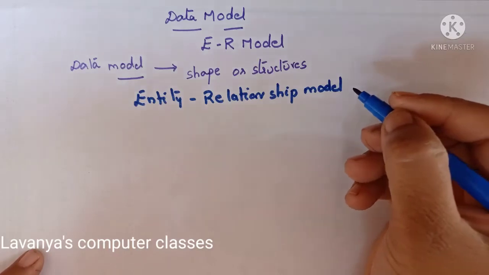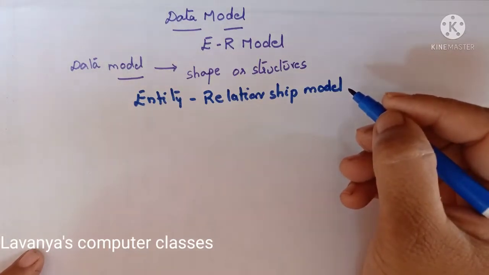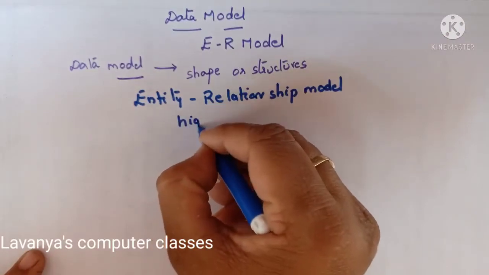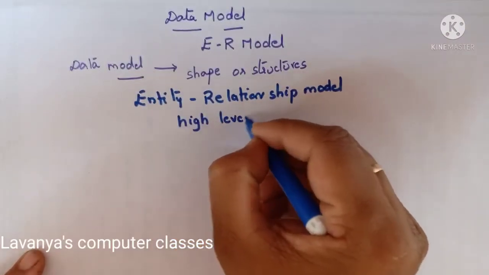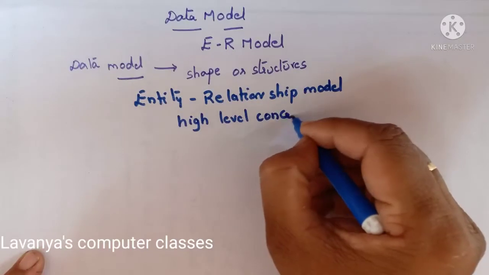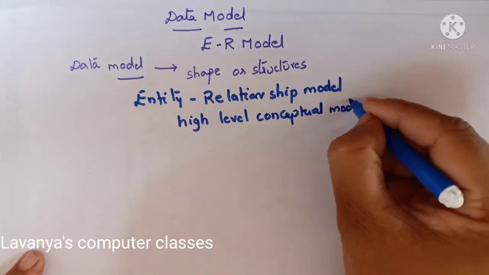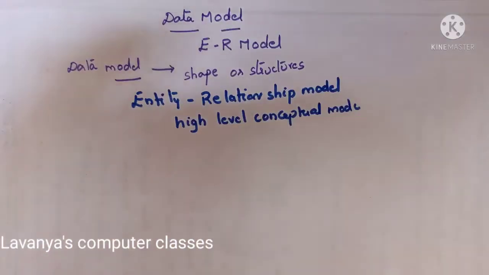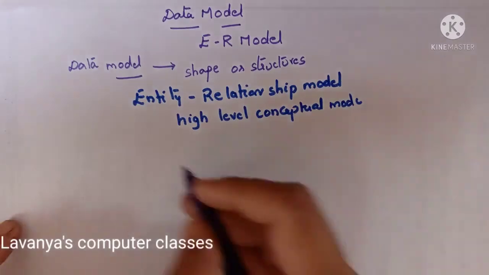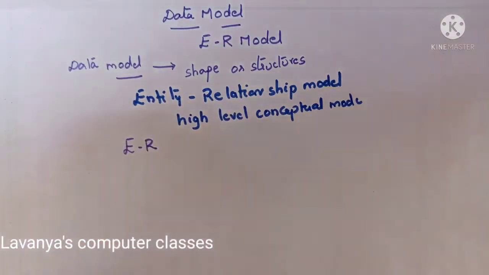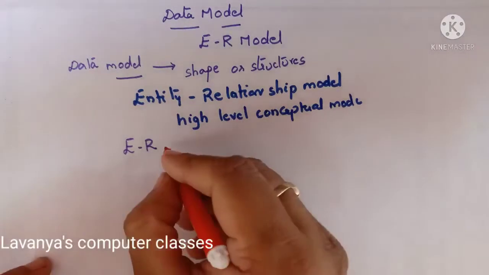It is the most widely used data model. Whenever we are designing any database, we use the ER model. It is also referred to as a high level conceptual data model. The main purpose of developing the ER model is to support the user's view of the data and to hide the implementation details associated with database design.